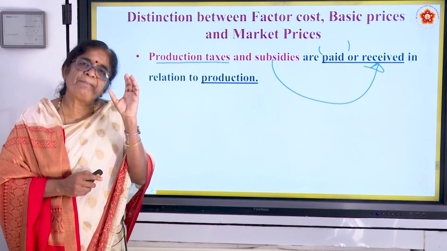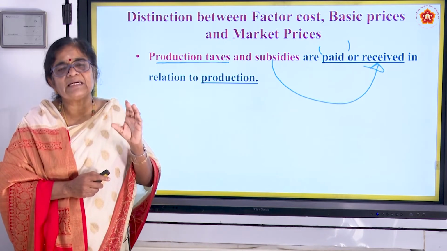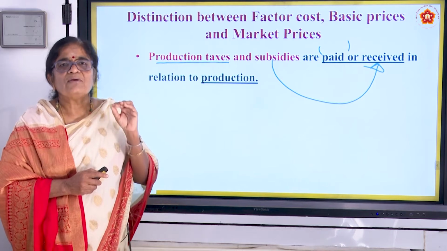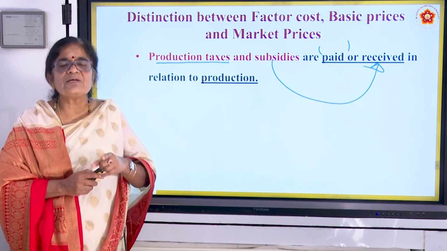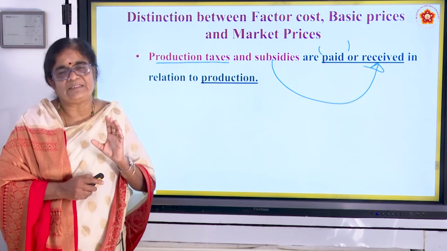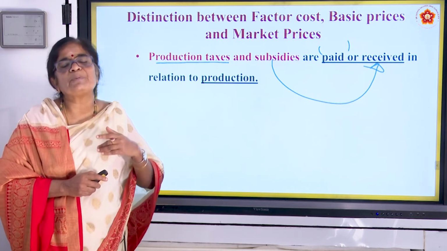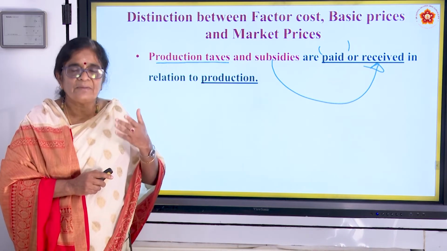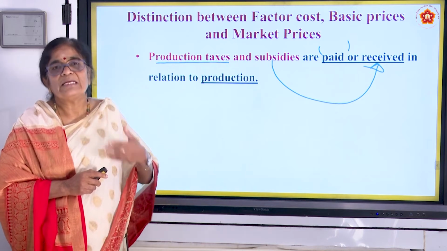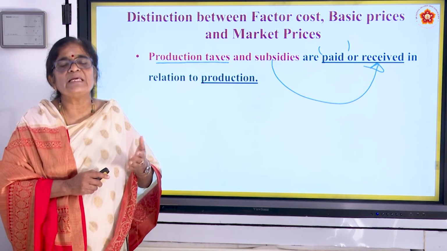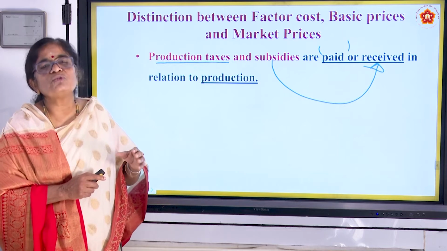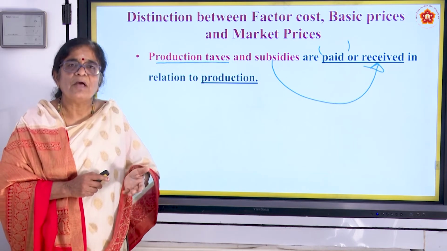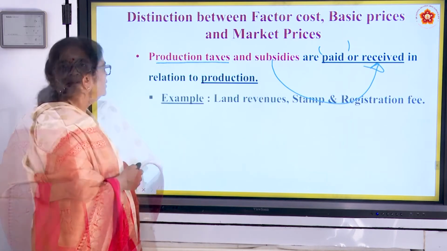If the fertilizer cost is 150 rupees per bag, only 75 rupees is paid by the farmer and the remaining 75 rupees is paid by the government. Therefore, only half the cost is paid by the farmers. Thereby, farmers are always encouraged to produce more and more, and consumers also will be purchasing more and more.